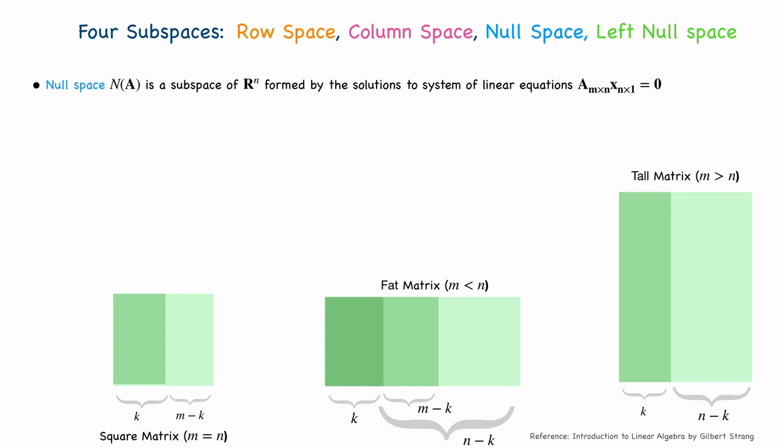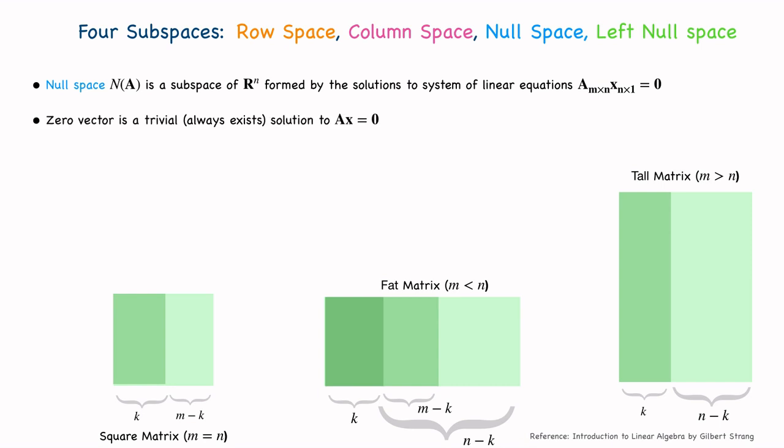So first of all, let us define what a null space is. Null space is a subspace of Rn formed by the solutions to the system of linear equations Ax is equal to 0. Till now we have seen Ax equal to b, but now what we are seeing is Ax is equal to 0. And it is an n-dimensional space because we are trying to see the solution space of x, and x is of dimension n cross 1.